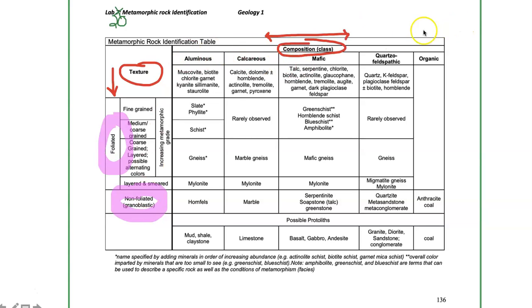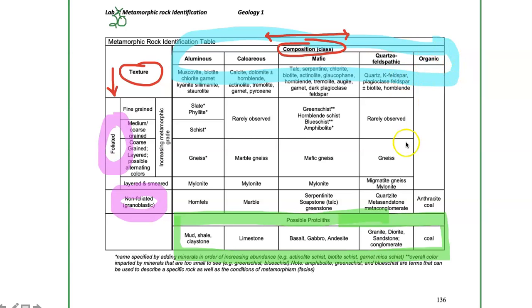Composition across the top here is divided into the following: aluminous compositions, which have aluminum-bearing minerals; calcareous compositions, which are dominated by calcite; mafic compositions dominated by mafic minerals; quartzo-feldspathic dominated by felsic minerals; and then organic. Along the bottom we have the possible protoliths. Proto means before and lith means rock. So these are the parent rocks.